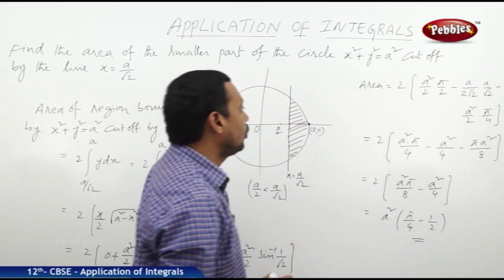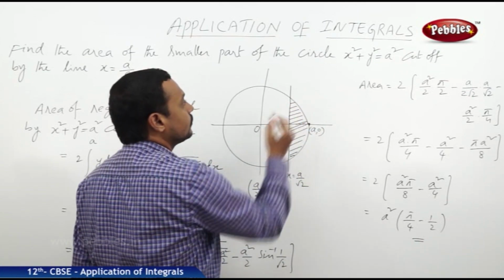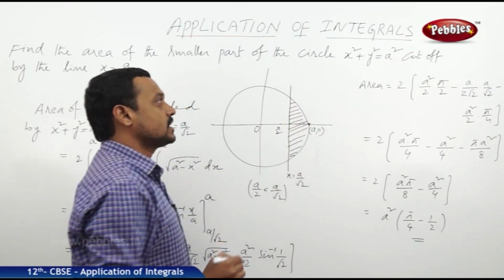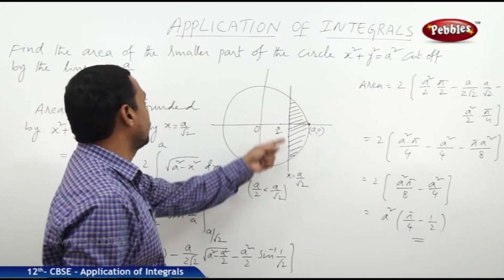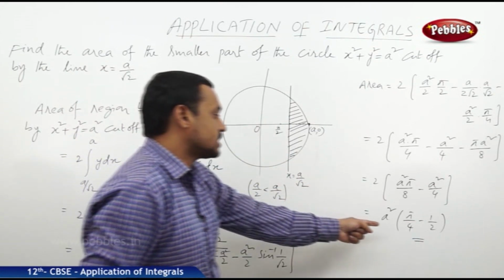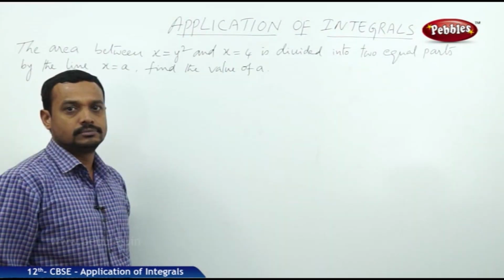Now therefore the area of the smaller part of the curve x square plus y square is equal to a square, cut off by the line x is equal to a by root 2, is a square into pi by 4 minus 1 by 2 square units.